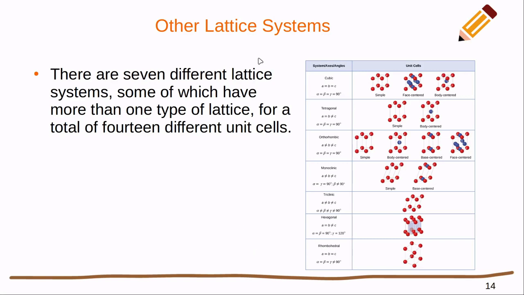There are some other lattice systems. And there's 7 different lattice systems, some of which have more than one type of lattice, for a total of 14 different ones. So we only discussed the cubic ones here, and then touched on the hexagonal. But there are all these other ones as well that can be studied in different ways and have their own different unique properties and stuff.